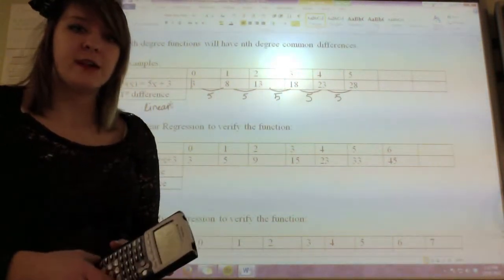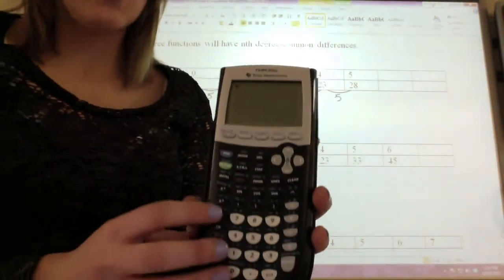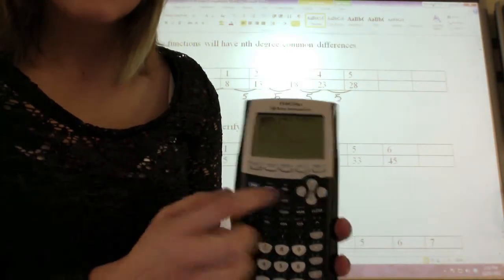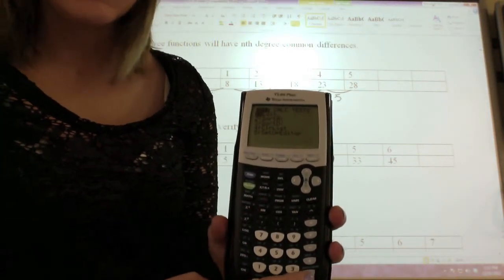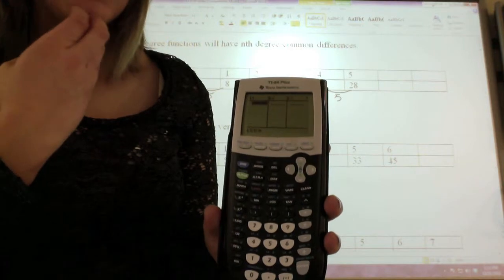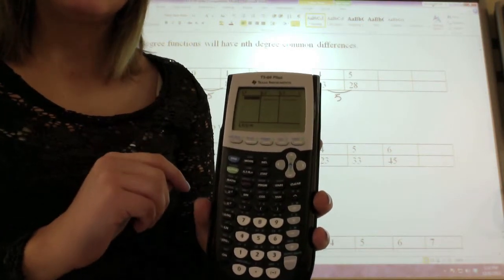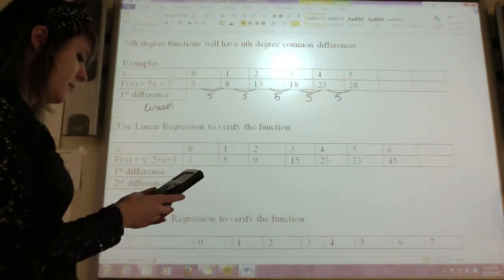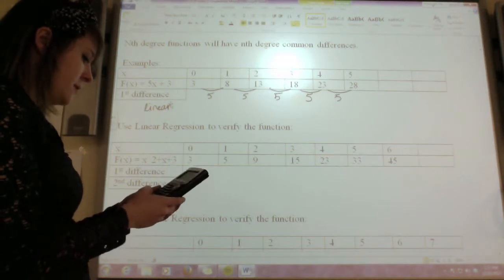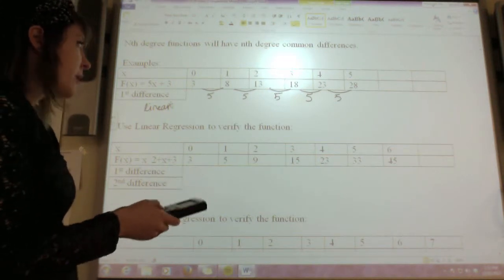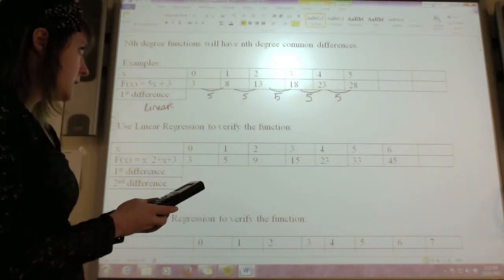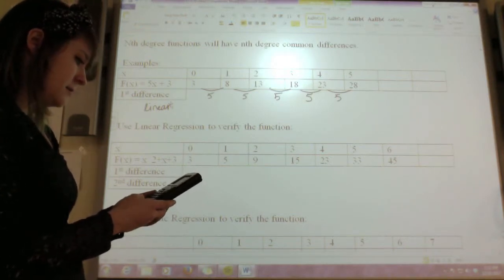So on my graphing calculator, I'm going to start by going to Stat, okay, and then you're going to hit Enter at the Edit screen. And then on your List 1 and your List 2, you're going to type in those values of that linear table. So for my x values, I have 0, 1, 2, 3, 4, 5. For my y values, I have 3, 8, 13, 18, 23, 28.